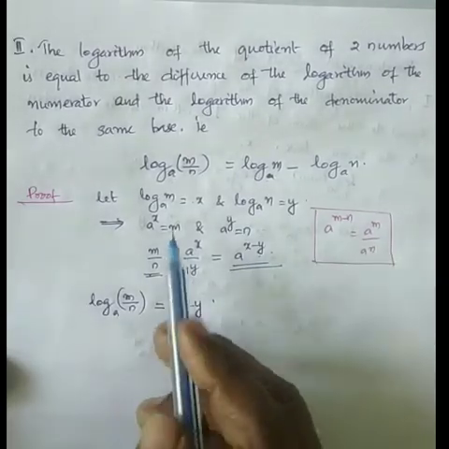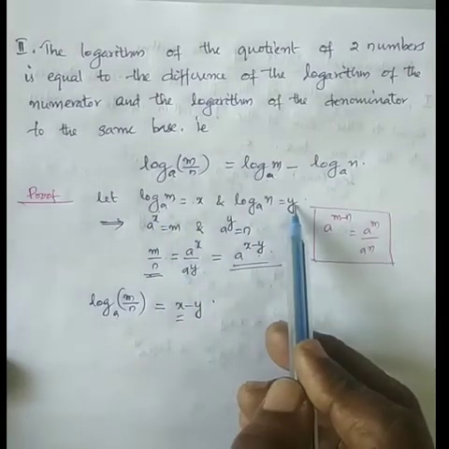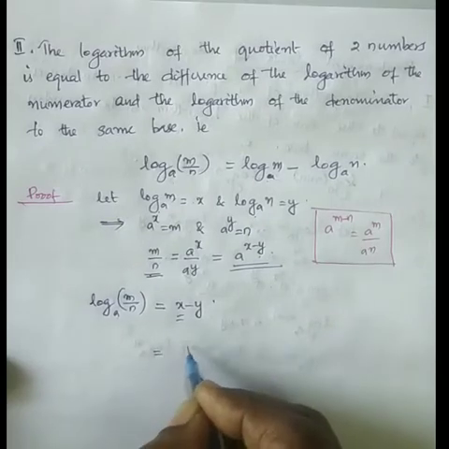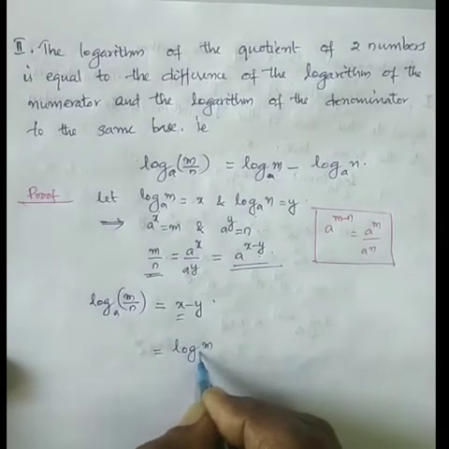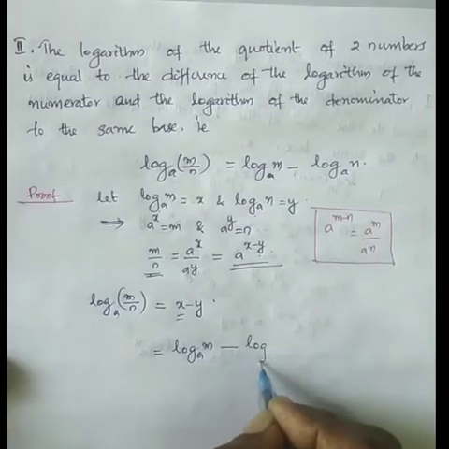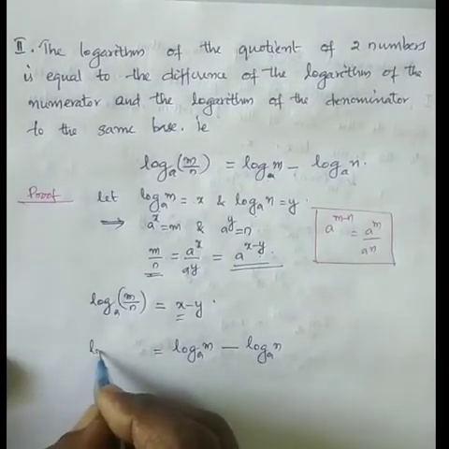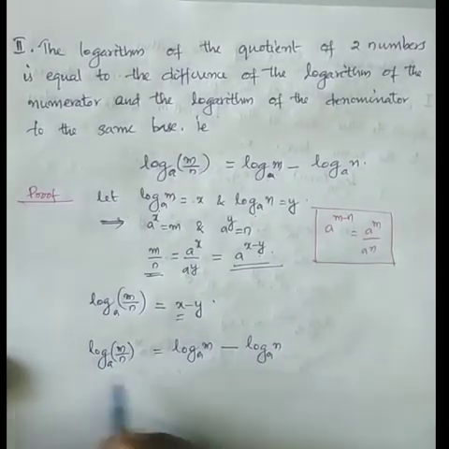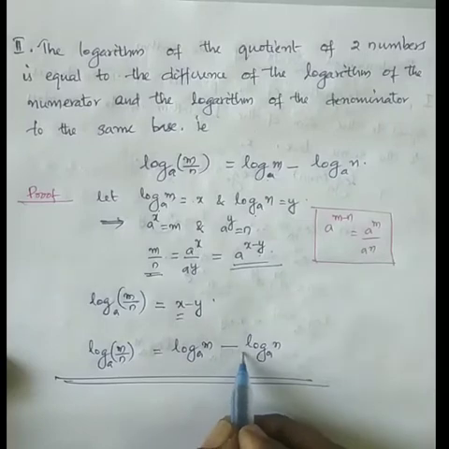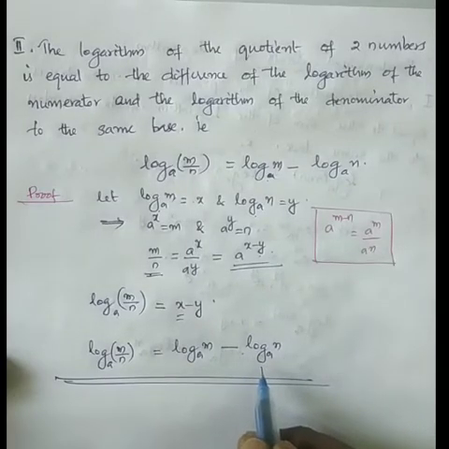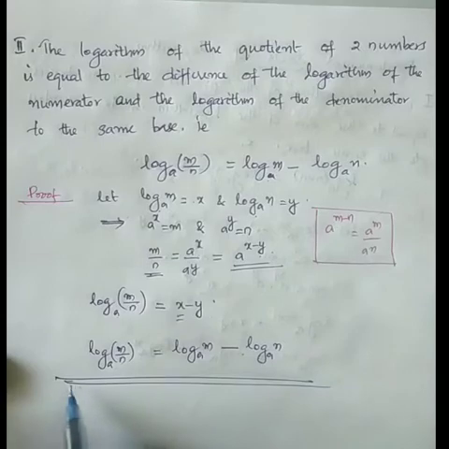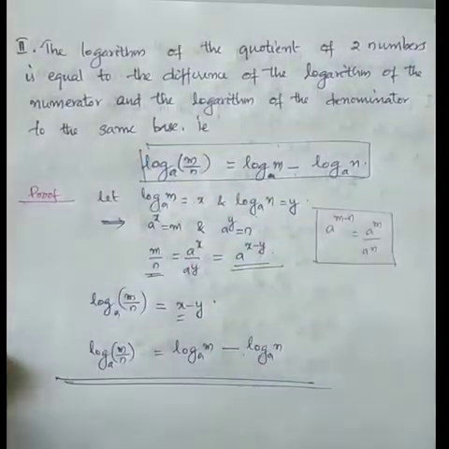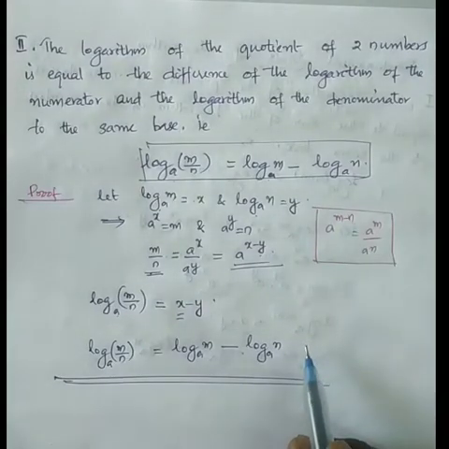What is x? x equal to log m to the base a and y is log n to the base a. Therefore, this can be written as log m to the base a minus log n to the base a, or log m by n to the base a can be written as log m to the base a minus log n to the base a. Therefore, the formula is log m by n equal to log m minus log n. Third one.